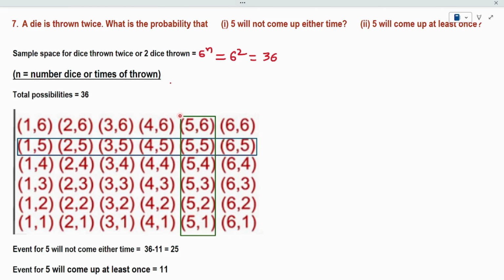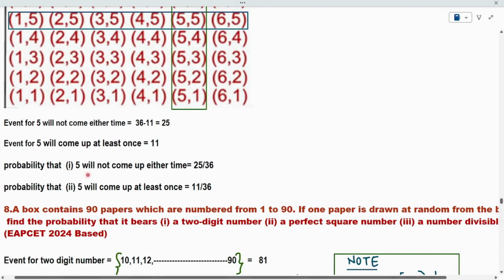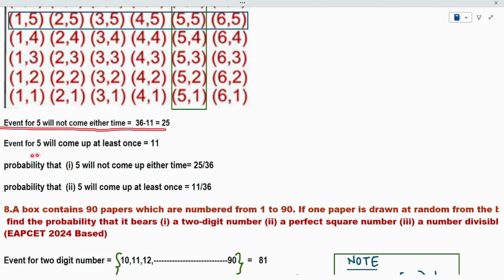So I can consider this as the event. Total, this 6 and this 5. Total 6 plus 5, 11. Now I need to find the probability that 5 will not come up either time. So we know that the event of 5 not coming either time is 25, and the event for 5 to come at least once is 11. By substituting, we will get 25 by 36 and 11 by 36.